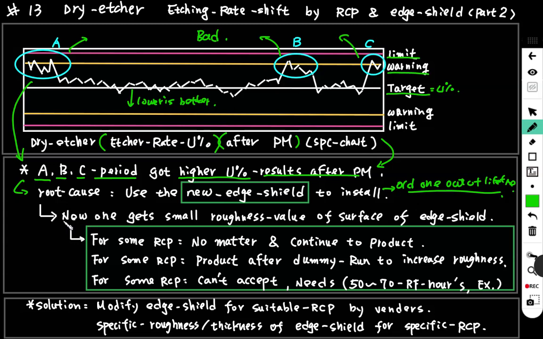A whole new edge shield ring gets very small roughness value. It's so smooth, so it gets a small roughness value on the surface of the edge shield.